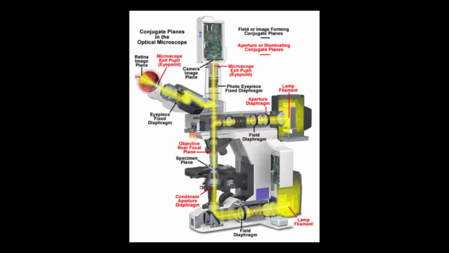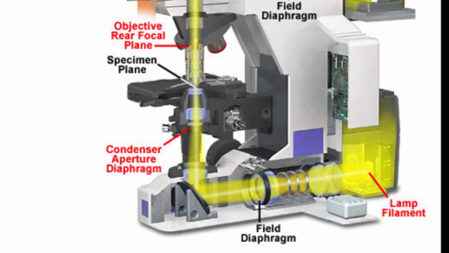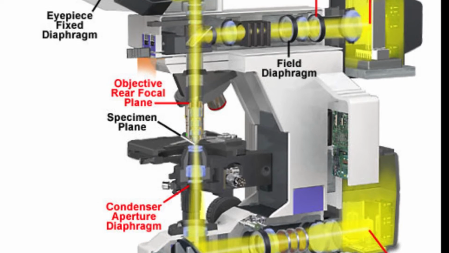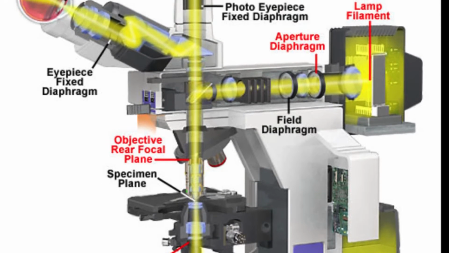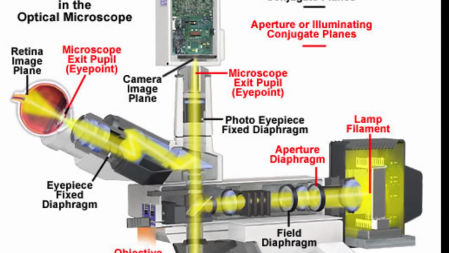So let's begin with some basics, and you'll see a figure that I have here on the screen. And in this figure, you'll see yellow coloring, and that indicates the light path. And we'll be discussing how the light path travels through the compound microscope. And I'll be referring to this figure again and again. But let's begin over here with the microscope.